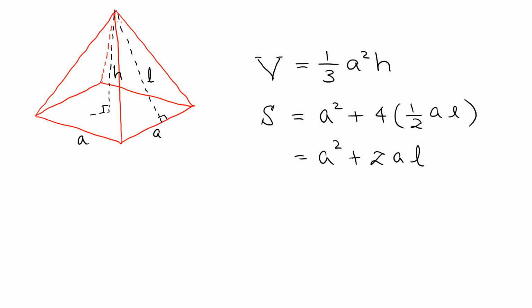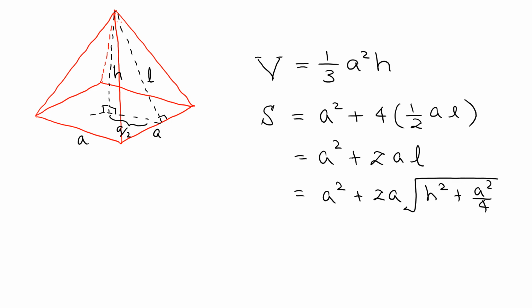Again, if you use the Pythagorean identity, you can find the slant L using this triangle, because this length is a over 2. So for the Pythagorean identity, L is simply the square root of h squared plus a squared over 4. So that is the surface area of a pyramid. But what we mostly need is the volume formula.